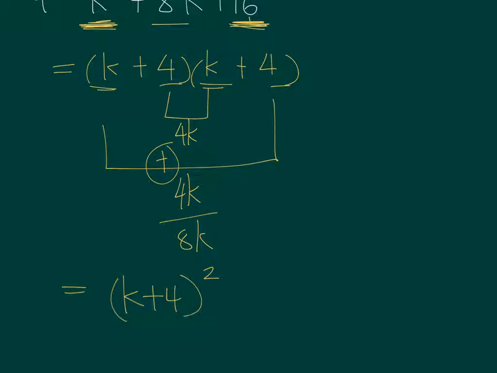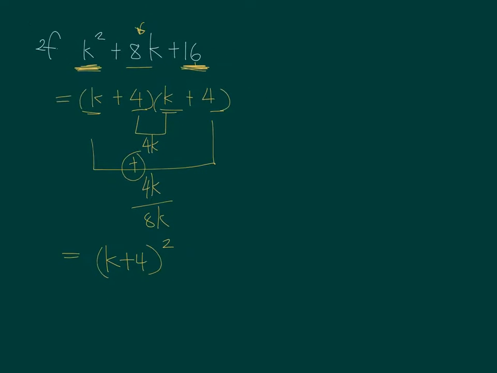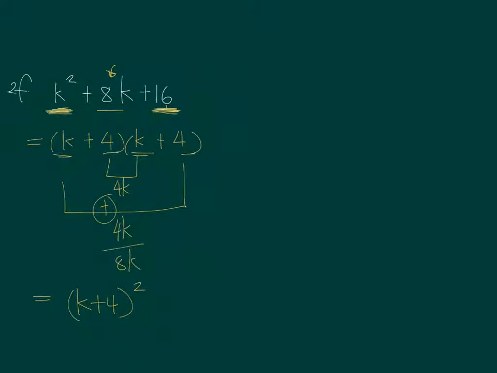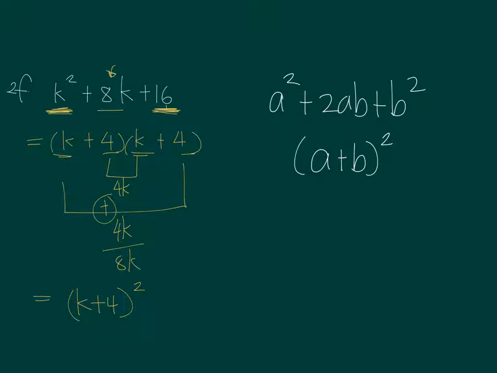Okay, so another way of factoring this is if you can recognize that k squared plus 8k plus 16 follows the form a squared plus 2ab plus b squared. And if it is of this form, then the factored form is simply a plus b squared. So how to use this method is you find the values of a and b. So the a is k, in this case, and then the b is the square root of 16, which is 4.